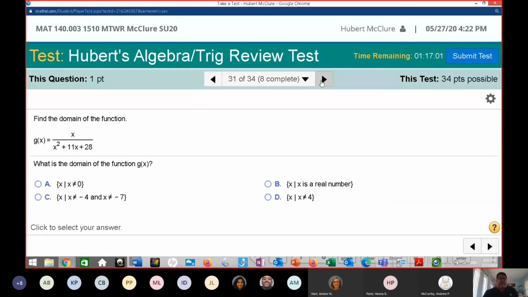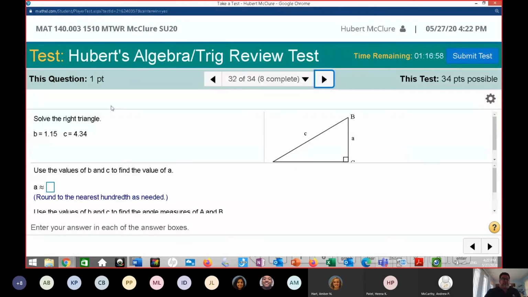So hopefully you can see I'm not pulling any punches. This is dang old Pythagorean theorem. You can do that on a calculator.